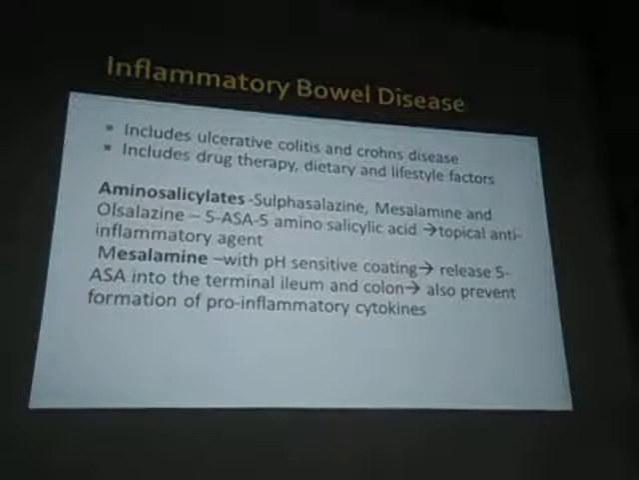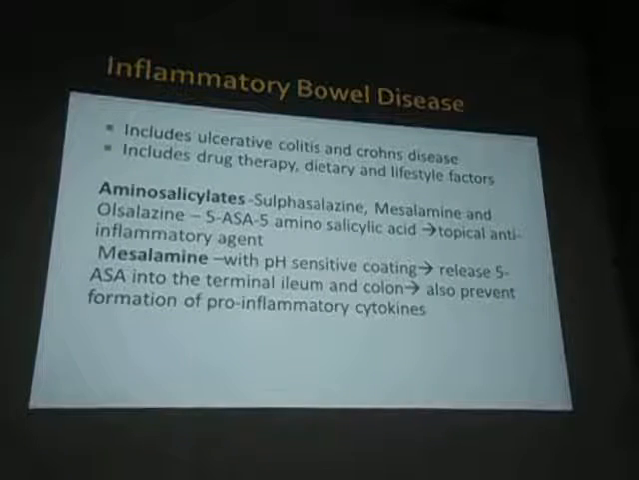So coming to one more added disease here, that is inflammatory bowel disease. It can include both ulcerative colitis and Crohn's disease. You have heard of this disease as well? Yes? Yes, Mohit? So we are using drug therapy, dietary and lifestyle factors, all these things are there. So it is not a disease with a single etiology, we have a lot of etiologies. So with these etiologies, we are using different modes of treatment.